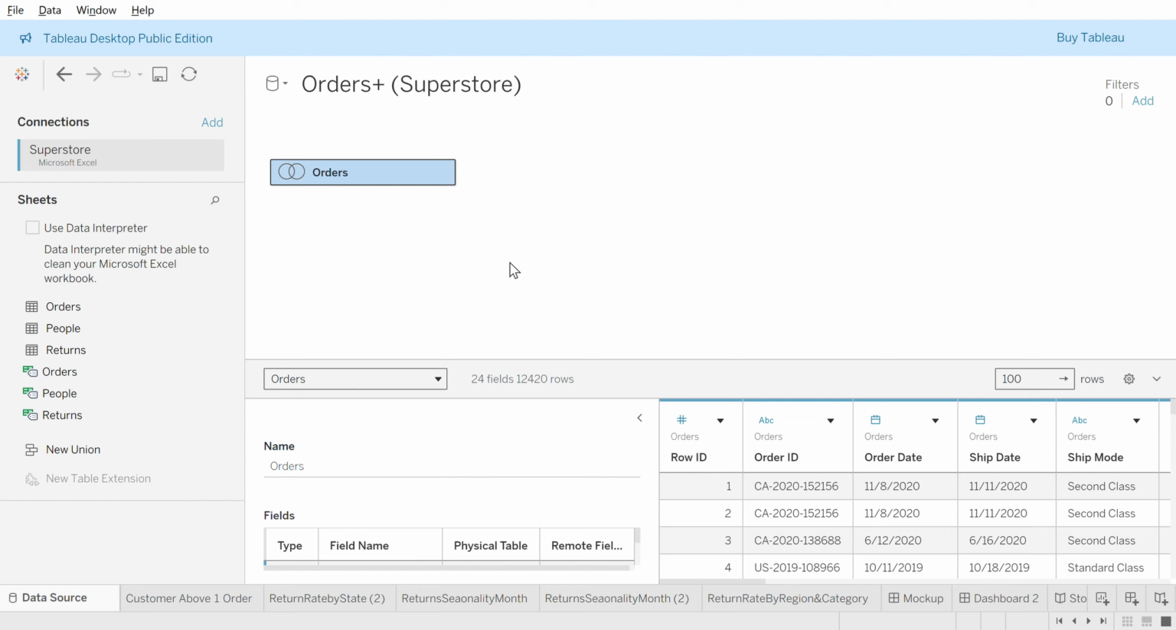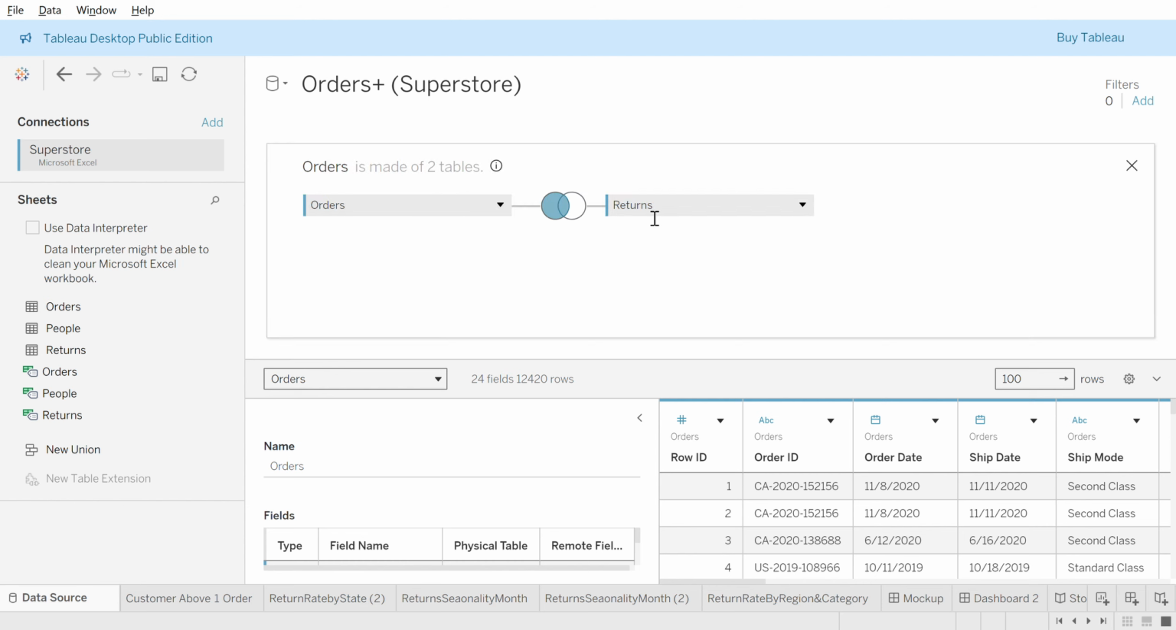So as you can notice, there are three tables: orders, people, and returns. And as part of the requirement, I did a left join. I joined the returns and orders tables, so it's a left join.